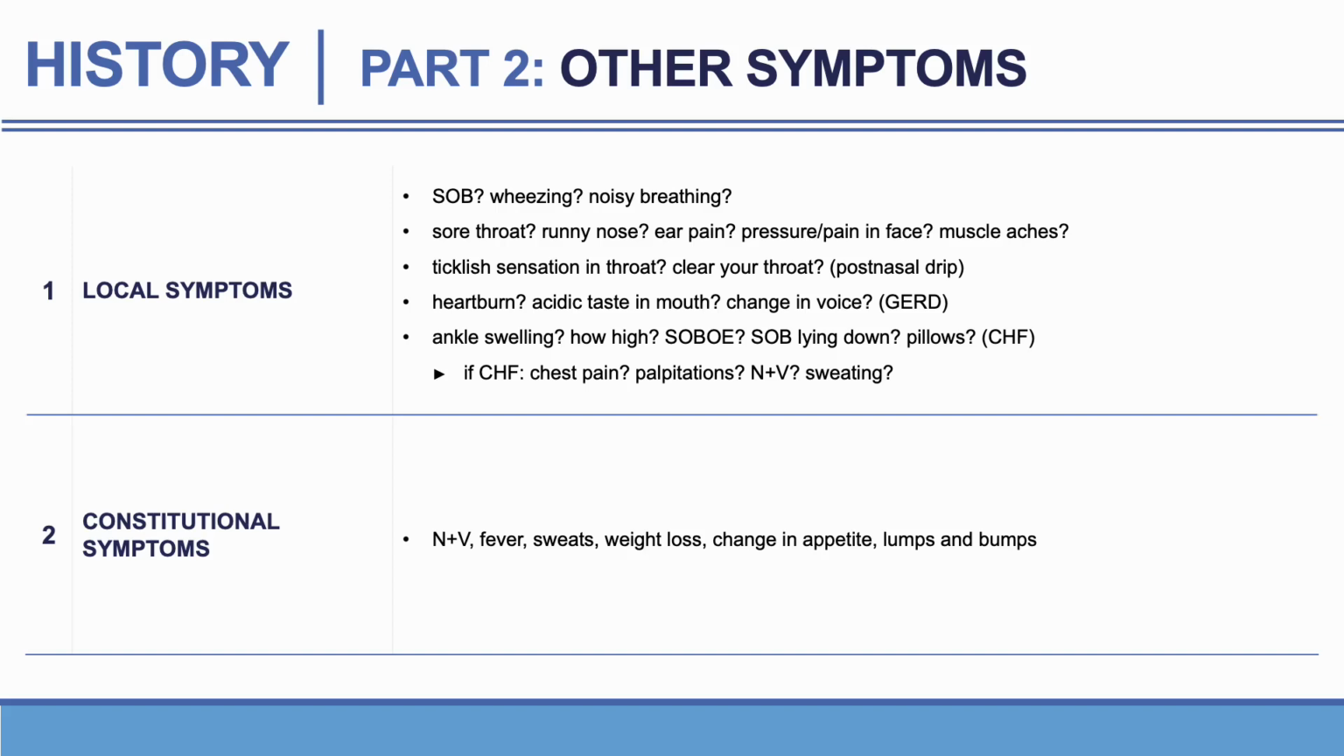And if your history is leading you down that path, then you should definitely be asking about other cardiac symptoms like chest pain, palpitations, nausea, vomiting, and sweating. And then we move to the constitutional symptoms. You're going to again ask about nausea, vomiting, fever, sweats, weight loss, change in appetite, lumps and bumps. Constitutional symptoms are super important for any case that you get on the NAC OSCE exam.